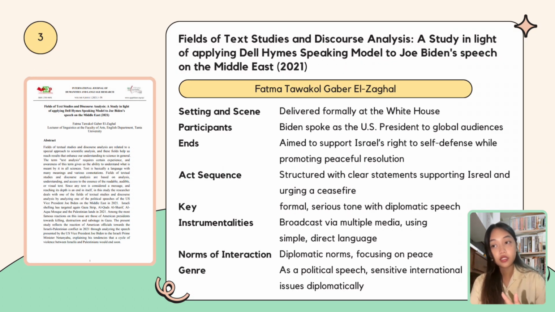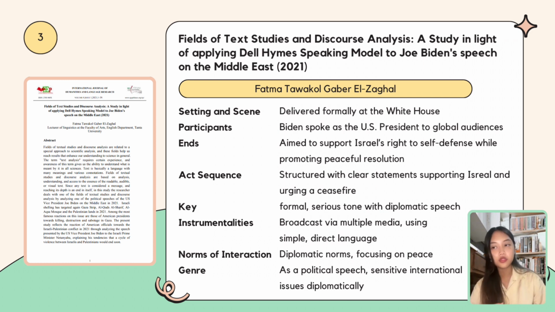The third example is called Fields of Text Studies and Discourse Analysis, a study in light of applying Hymes's speaking model to Joe Biden's speech in the Middle East. As you can see here, the setting is delivered formally at the White House because it's the president, and the participants are Biden and global audiences. The global audience is more like the hearers, so it's like one-way communication.